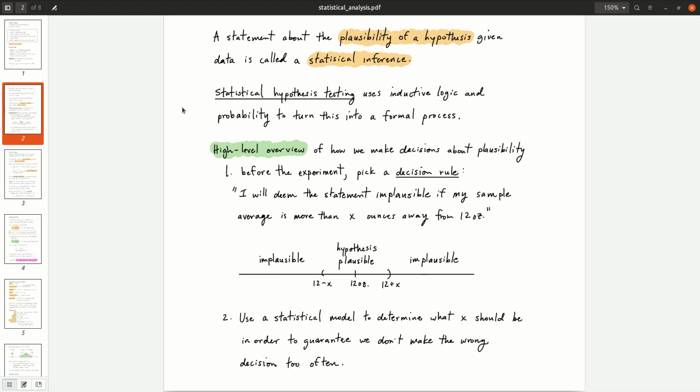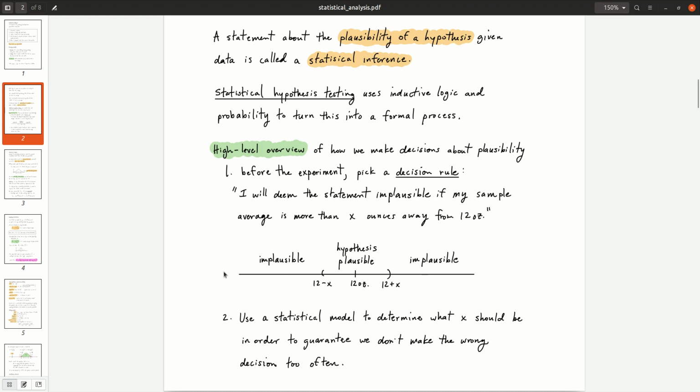Before the experiment, we pick a decision rule. In this case, we're trying to say something about the plausibility of the statement that the brewery fills their beers up to 12 ounces on average. Our decision rule is: I will deem the statement implausible if my sample average, the average of Y1 to Yn, is more than X ounces away from 12 ounces.